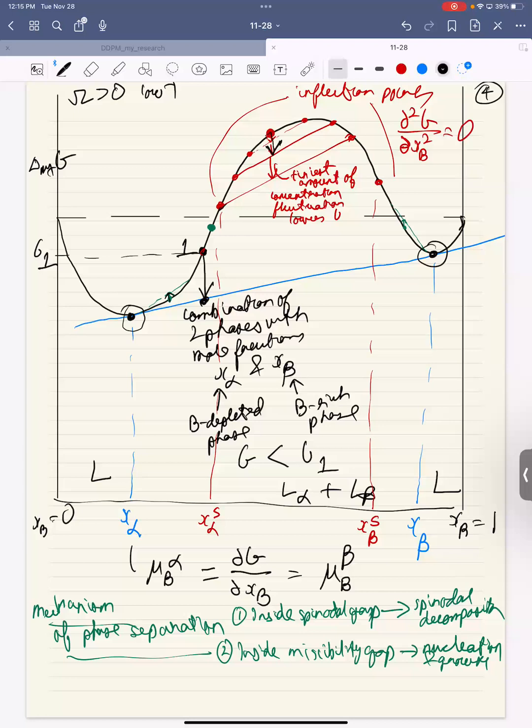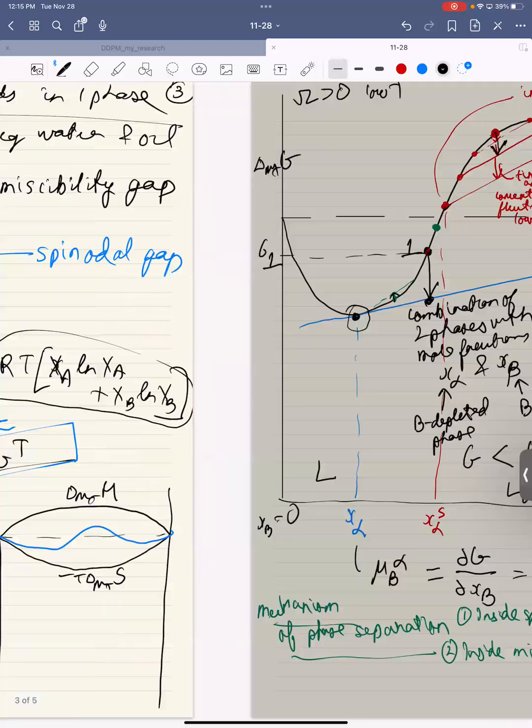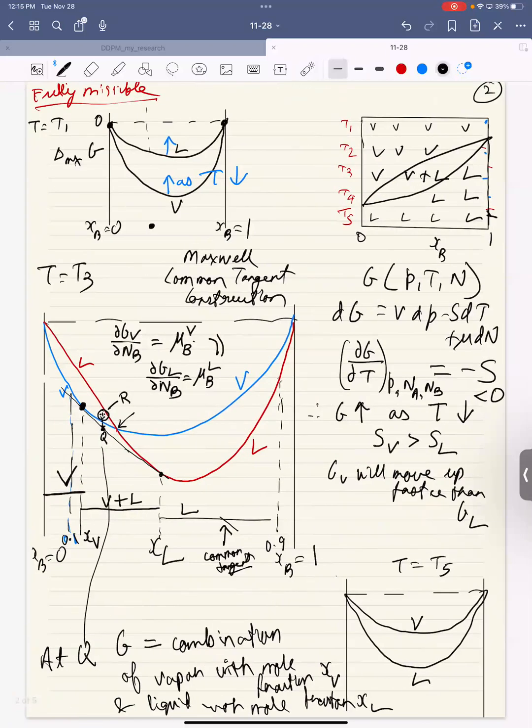So next time, we will talk about the lever rule. I emphasize that when you split into vapor and liquid, the concentration of the vapor that forms is the same, irrespective of whether you are splitting here, here, or here. So we will quantify this a bit more with the lever rule, and then we have one or two topics left and we'll finish up. The final homework is out.